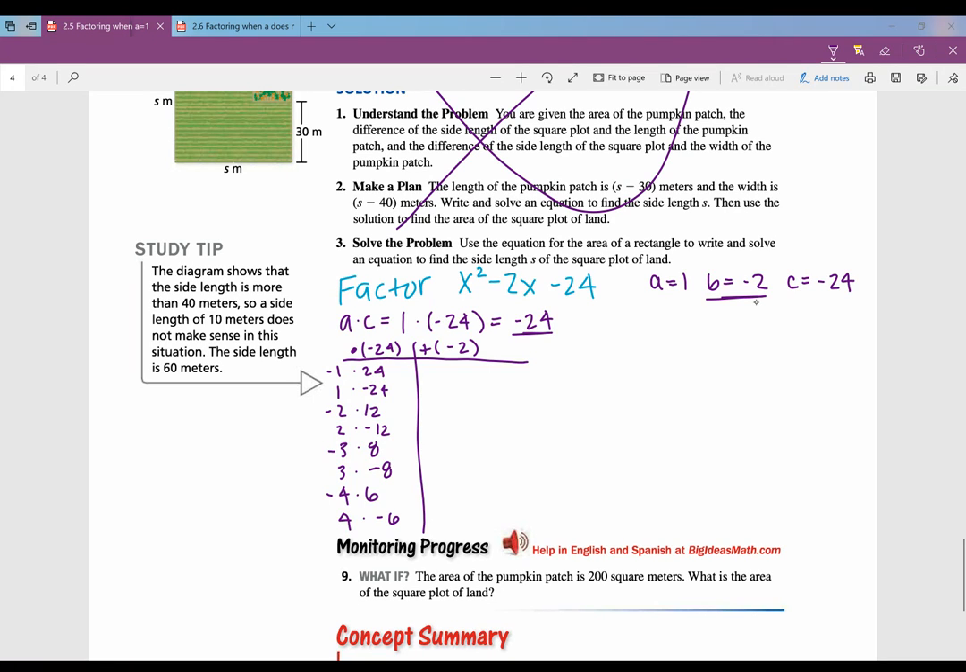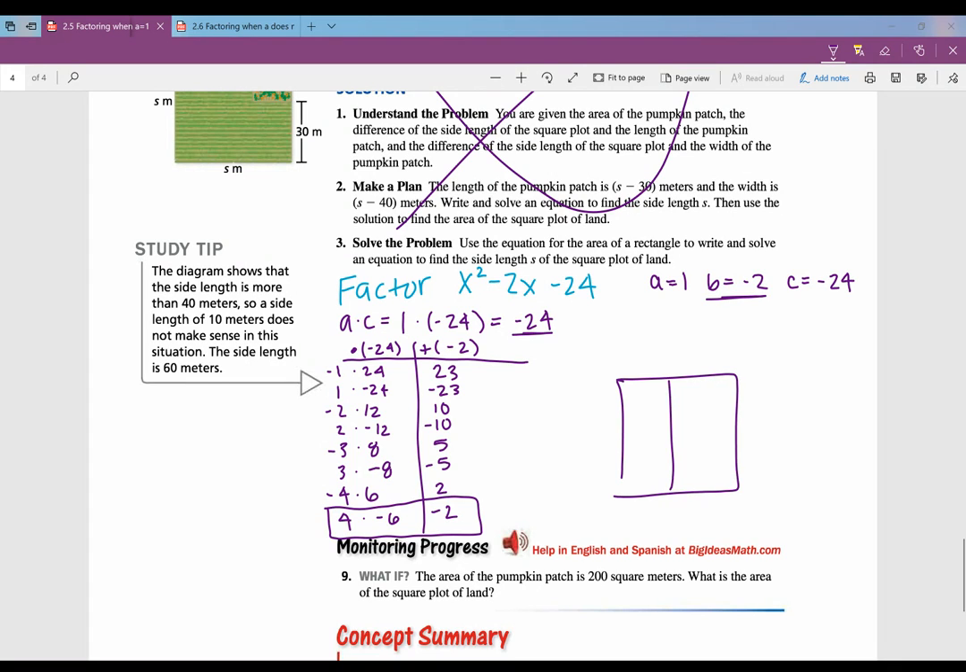So if we find our sums, negative 1 plus 24 is 23, 1 plus negative 24 is negative 23, negative 2 plus 12 is 10, 2 plus negative 12 is negative 10, negative 3 plus 8 is 5, 3 plus negative 8 is negative 5, negative 4 plus 6 is 2, and 4 plus negative 6 is negative 2. So that last one is the one we're looking for, since they multiply to negative 24 and add to negative 2.